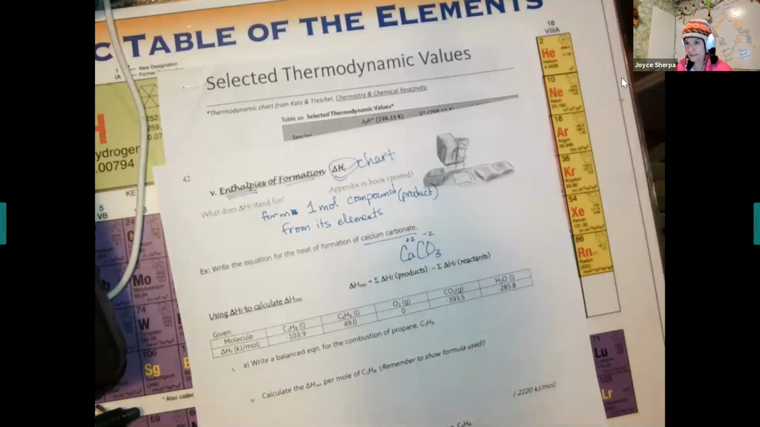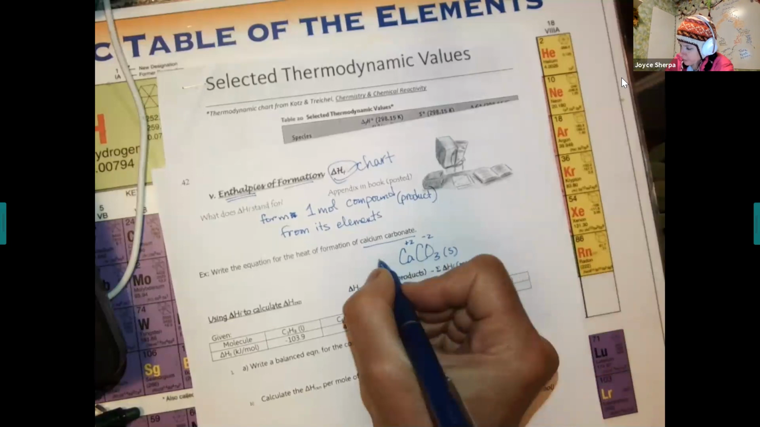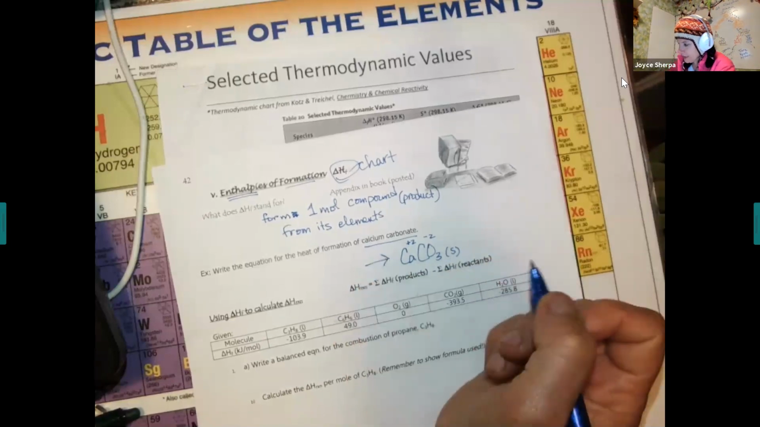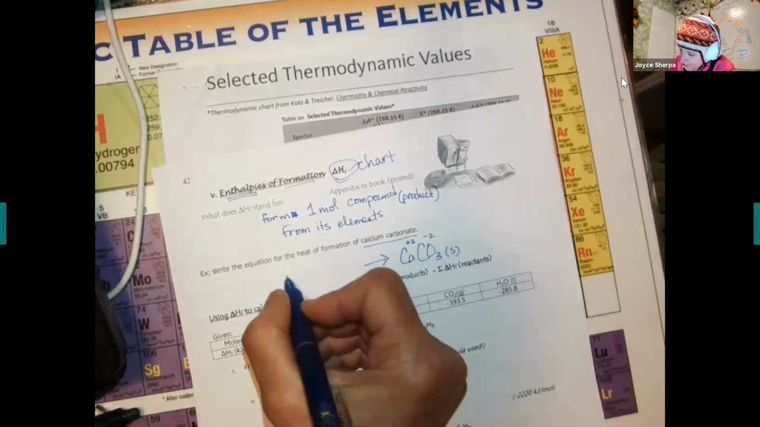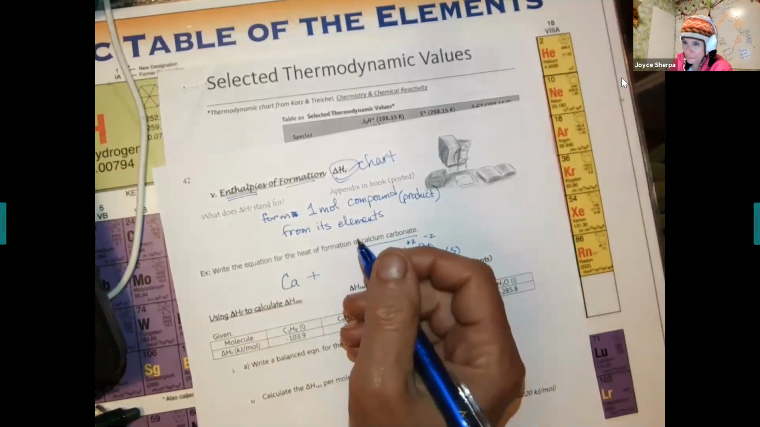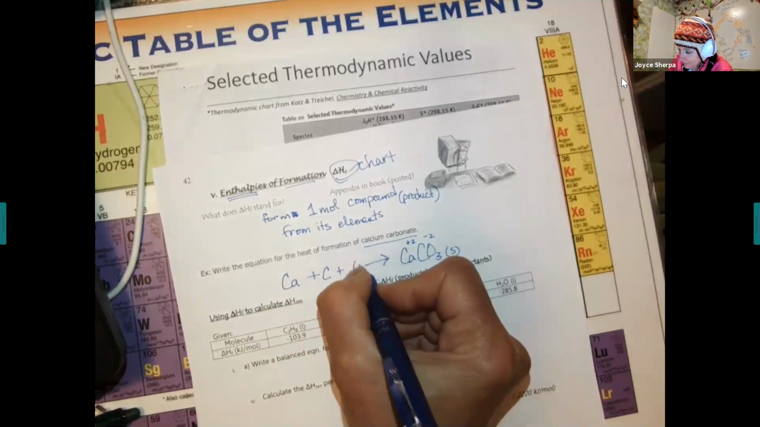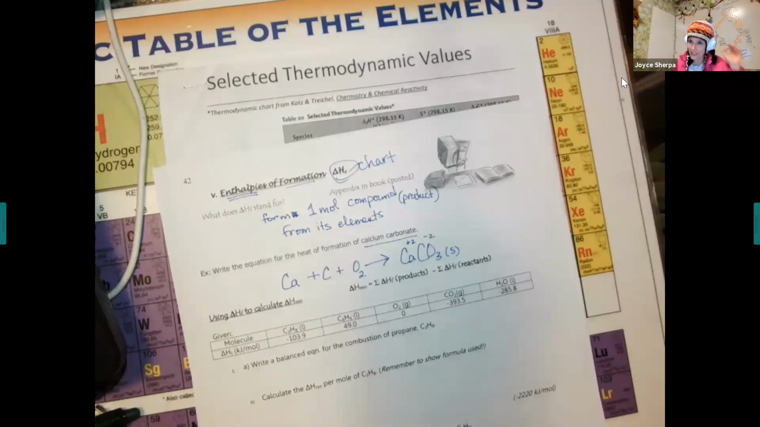Calcium carbonate is clamshell, so it is a solid. Carbonates are solid. So the elements are not CO2. It's not calcium plus CO2. CO2 is not an element. It's calcium plus carbon plus oxygen. Oxygen is a diatomic, so diatomics are diatomics. States of matter are crucial.